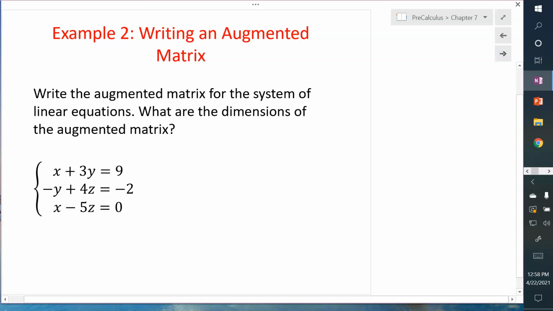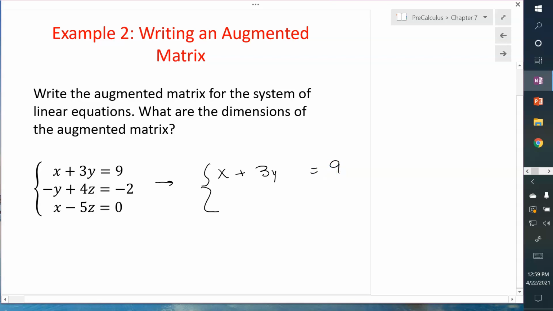The next thing we're going to do is write an augmented matrix. As I mentioned earlier, the coefficients of your variables will go into the matrix. So the first thing I'm going to do is write these, and I'm going to leave spaces for any place where a variable is missing. So when I rewrite my system, I'm going to get this: x plus 3y. I don't have a z, so I'm going to leave a space. And equals 9.